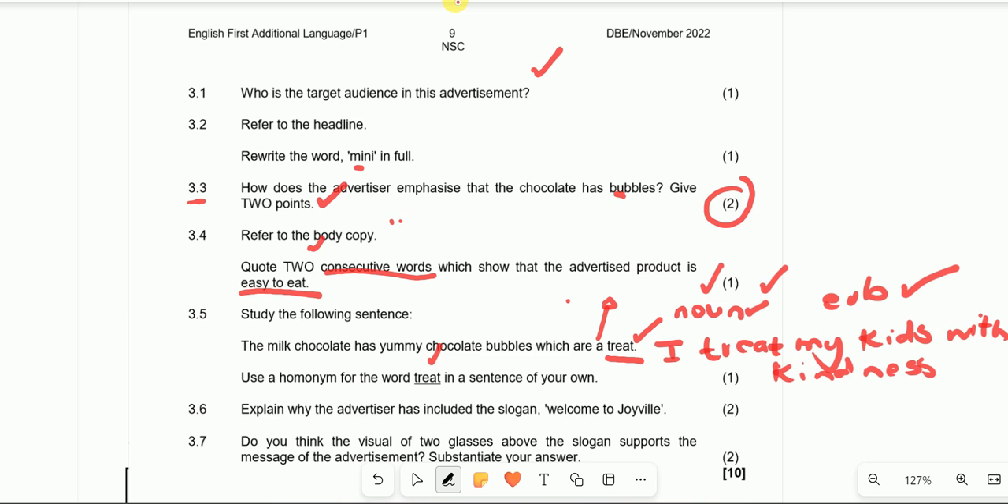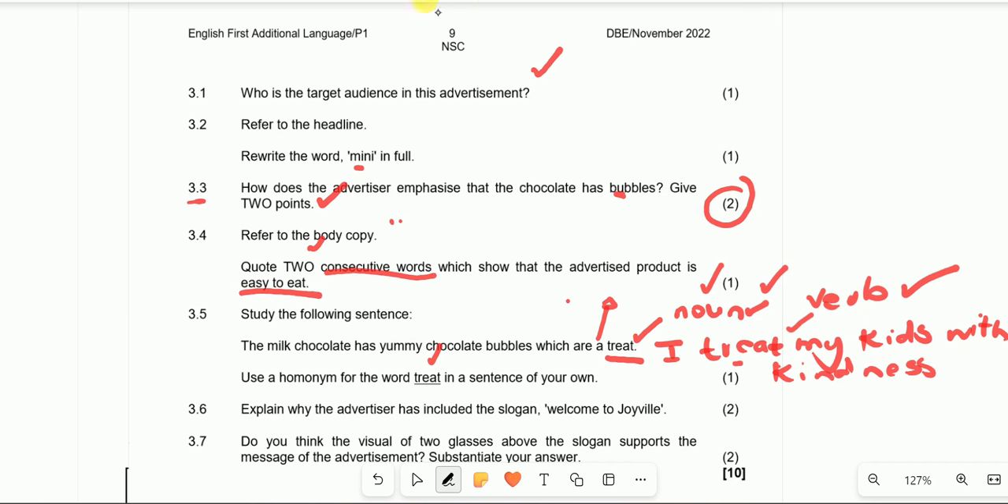So when an examiner says use a homonym in a sentence of your own, it means you must not repeat the same function or purpose or meaning that is in the question, but you need to come up with your own. So in a sentence of my own, I would say I treat my kids with kindness. I've repeated the word treat, but here it's no longer a noun. Indeed, here it's a verb, because it shows the action that I'm performing. I treat my kids with what? With kindness. So please be mindful of such language questions.